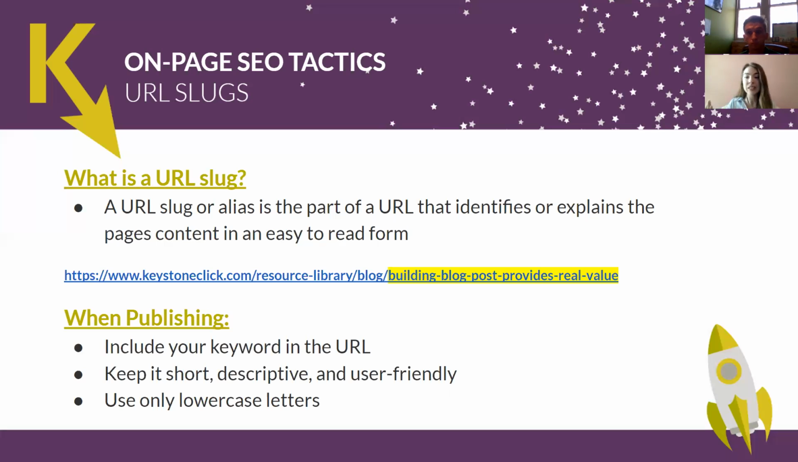However, you can edit your slug and take out any the's and and's. You want the slug to be concise, but you also want to make sure that it's hitting on that one keyword or key phrase that you're really focusing on for that blog or page. So like I said, include your keyword in the URL. Overall, keep your URL slug short, descriptive, and user-friendly. Make it make sense. And use only lowercase letters, just for simplicity of typing it in the future if that's something you need.